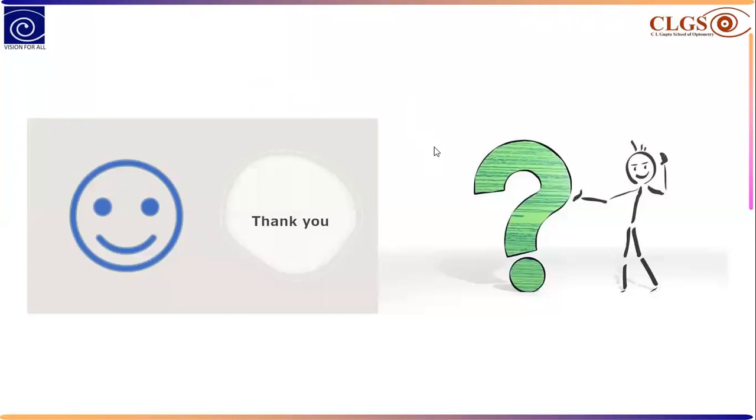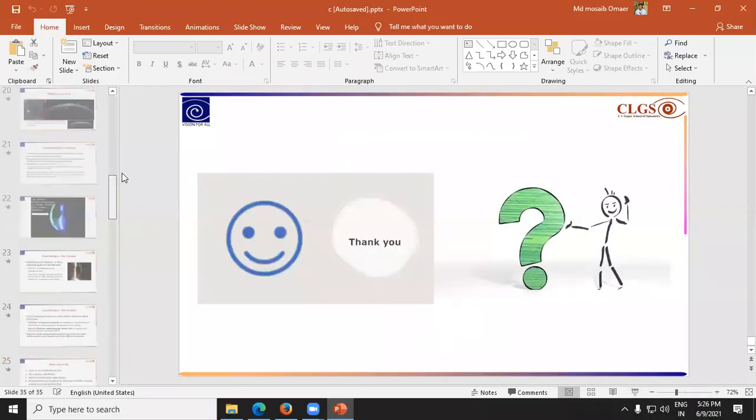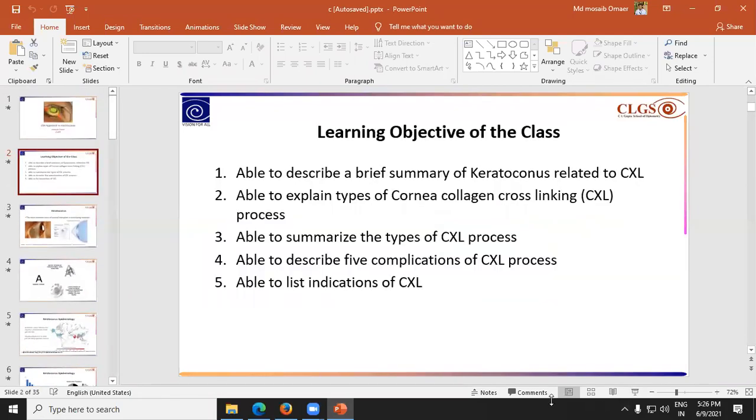As you have told, one of the complications of CXL is from using an incorrect technique of UV radiation, and then a lot of complications will happen. So what is the average UV radiation we have to use while doing this procedure?